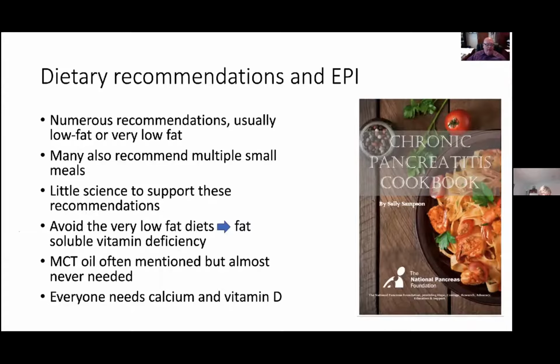But I guess my suggestion would be to avoid the very, very low-fat diets, because this just increases the risk of fat-soluble vitamin deficiency. Textbooks often mention medium-chain triglyceride oil. I've never used it in the last 40 years, though. And I think everyone needs calcium and vitamin D.